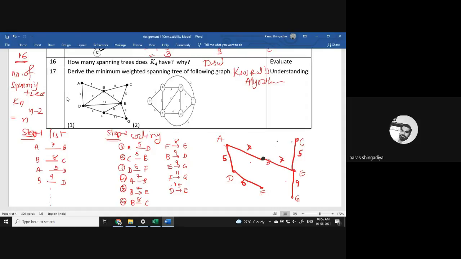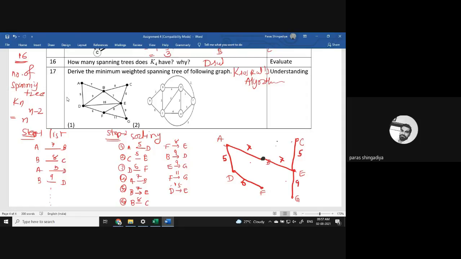Okay? And then after 11, so 11 we cannot include, F to G के बीच में एज 11 की, therefore it is not included. B and D we cannot include, whose weight is also 9. D and E we cannot include, whose weight is 15. So this is my graph. Clear? Which includes minimum weighted edges, and that looks like a tree. So that is known as a minimum weighted spanning tree.